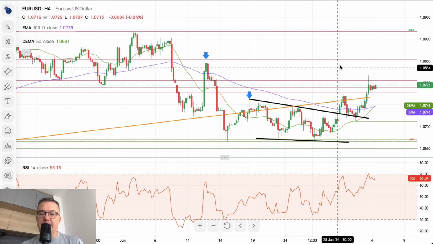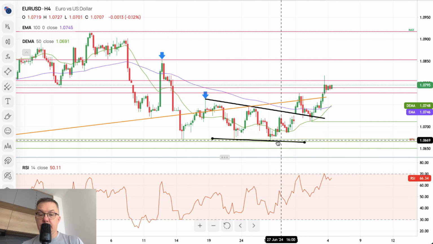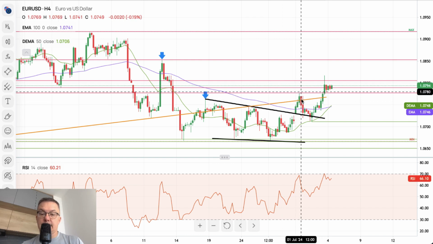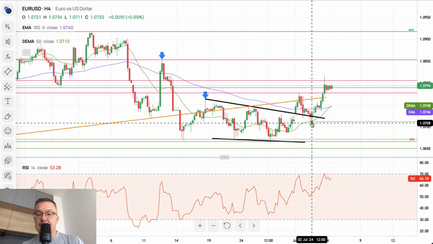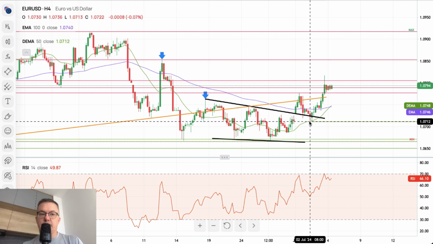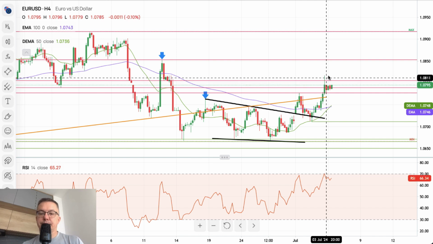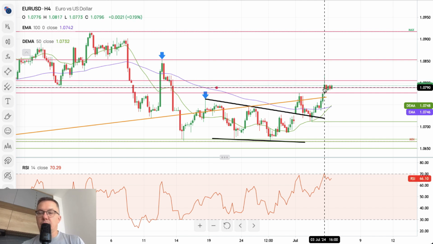Now what will happen now? It's quite interesting, because we broke out from the wedge, tested the trend line here, the orange trend line, moved back to test the wedge again, and then we bounced from the 50 periods moving average way higher, above 1.0777 technical resistance, 1.0789 technical resistance, and 1.0806 technical resistance. So local high at 1.0817 might be pretty much the beginning of another extension to the upside.